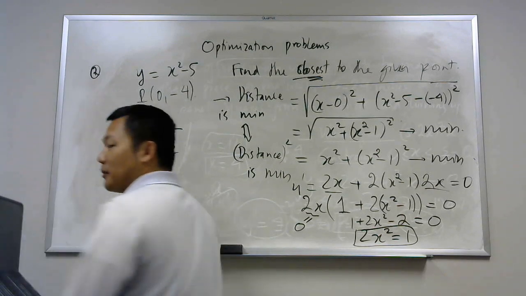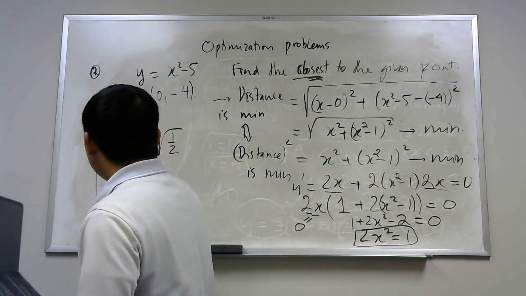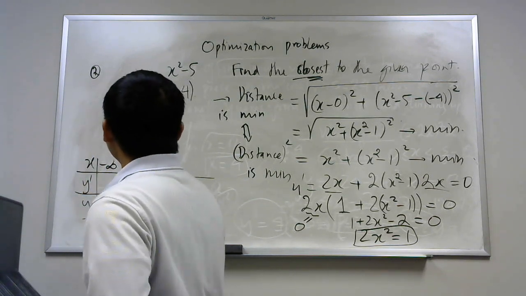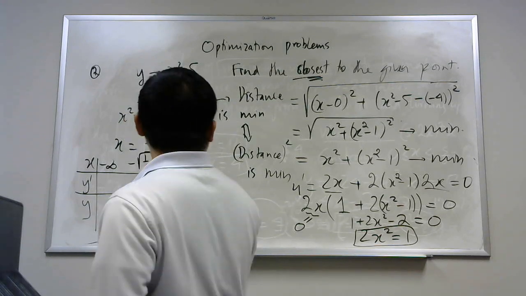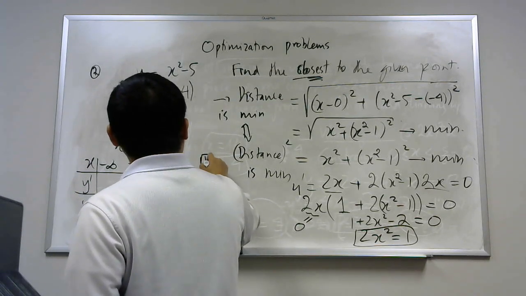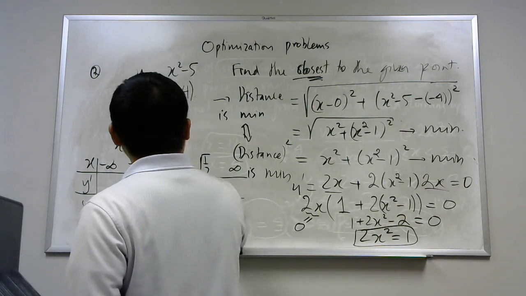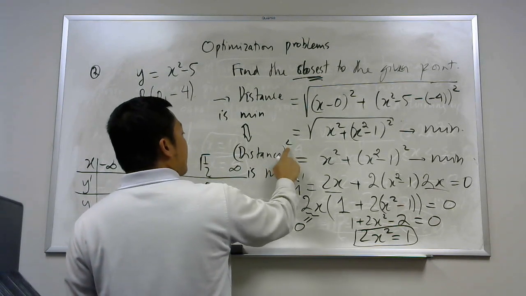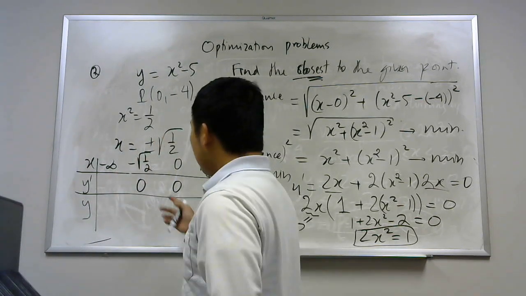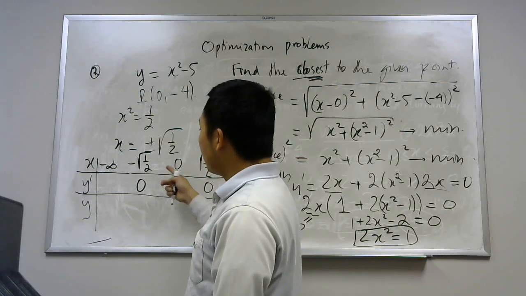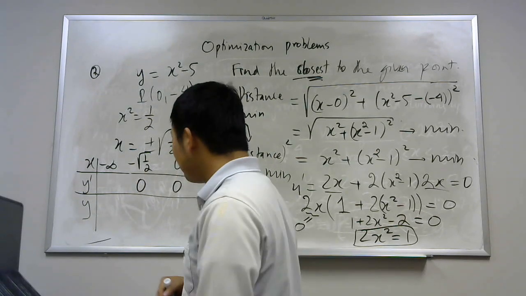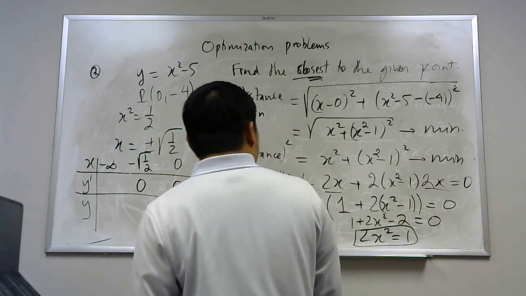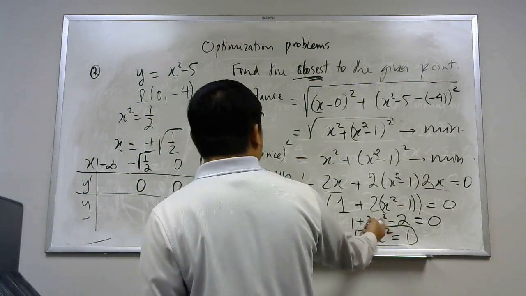And now we need to make the chart for the first derivative. There's no way to avoid that. So I have x, y prime, and y, from negative infinity, negative square root of 1 over 2, and 0 in here, square root of 1 over 2, and then infinity. I get 0, 0, 0. You see? So the square of the distance has 3 critical points. So we have 4 intervals, right? From each interval we need to pick 1 point in order to consider the sign of the first derivative. So basically, I can write 2x squared minus 1.